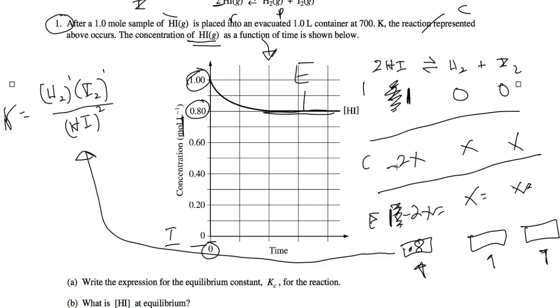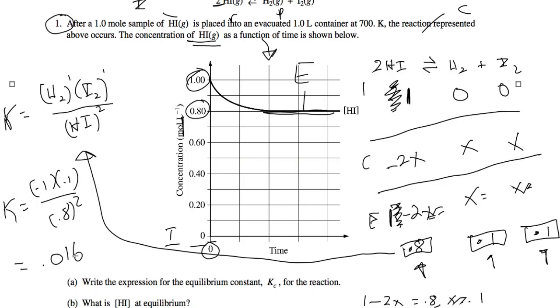We are given no other information, but having that 0.8 allows us to solve for x, because 1 minus 2x is equal to 0.8, therefore x equals 0.1. So these values are now 0.1. We can then plug those in. 0.1 times 0.1 over 0.8 squared equals 0.0164 K, and this is actually going to be Kc in this case.